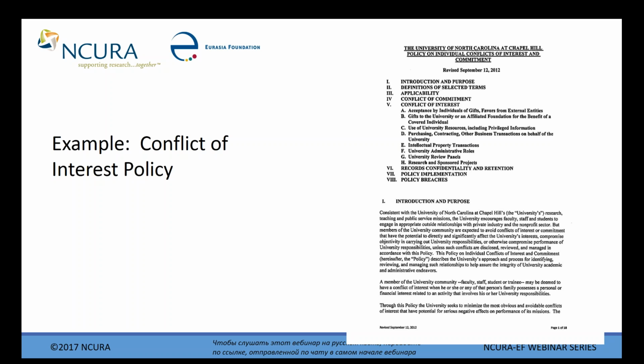As an example, I've also included the University of North Carolina at Chapel Hill policy on individual conflicts of interest and commitment. While University of North Carolina Chapel Hill is part of our system, their institutional interpretation of the federal conflict of interest policy is slightly different than UNCW's. So your policy does not have to look like everybody else's. You need to develop the policy to meet the needs of your organization and to adhere to the letter of the overarching policy.